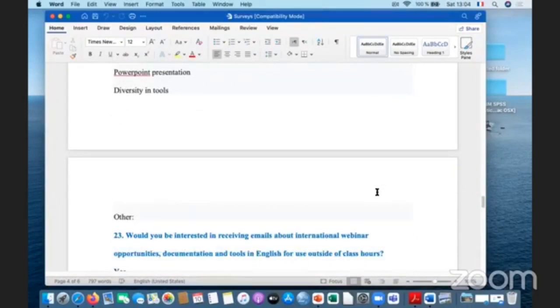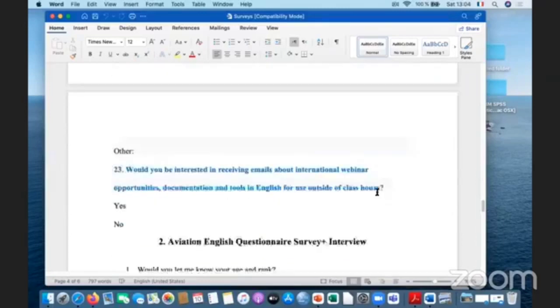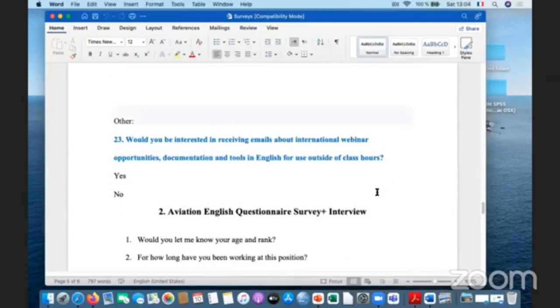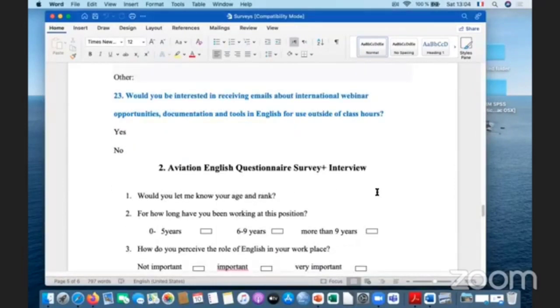Maybe listening to a native speaker, listening to a lecture, maybe audio, anything you want to add. Of course, this is why I added other. Would you be interested in receiving emails about international webinar opportunities? Of course, this is in order to get in touch, or keep in touch, with your learners. The second one is the aviation English questionnaire survey plus interview.